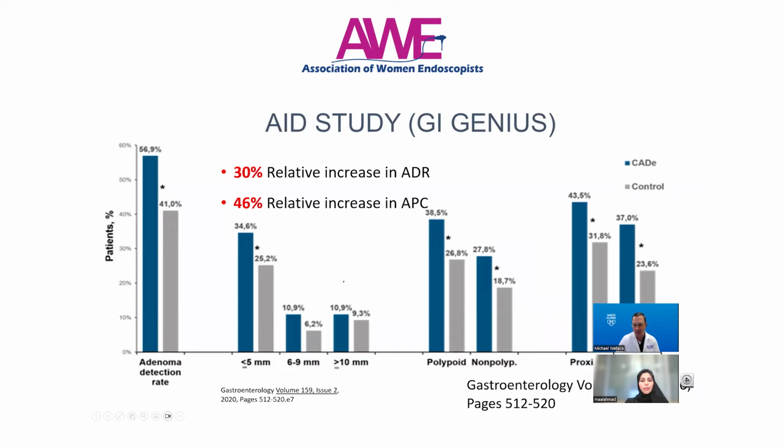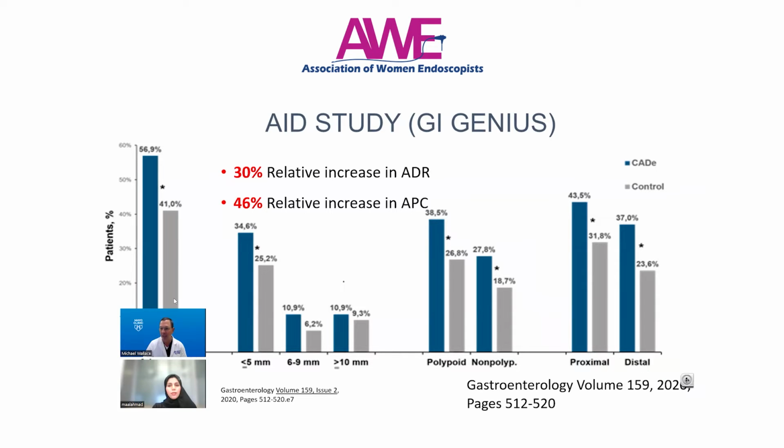It happened to be significant for both so-called polypoid, your pedunculated 1P polyps, as well as your flat polyps, or so-called non-polypoid. And I'll just move the image over here so we can see on the right.